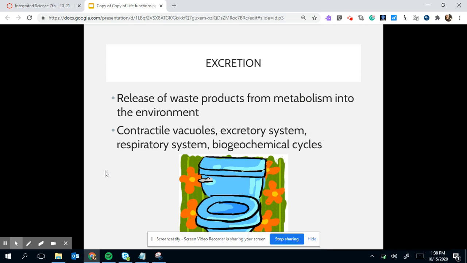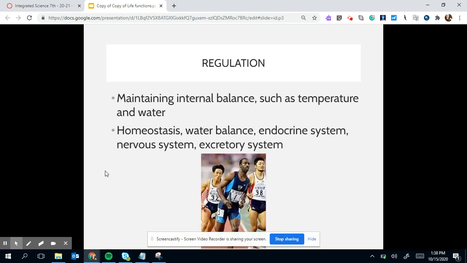Our third life process is excretion. Excretion is the release of waste products. Living organisms create waste that must be removed from their bodies. Things like contractile vacuoles, the excretory system, or the respiratory system release waste back into the environment so that living things can continue to persist.